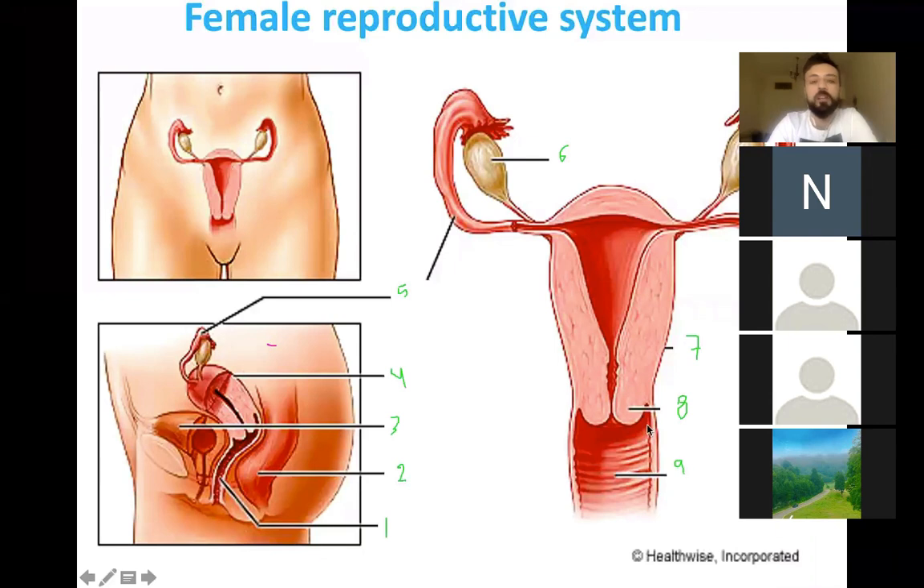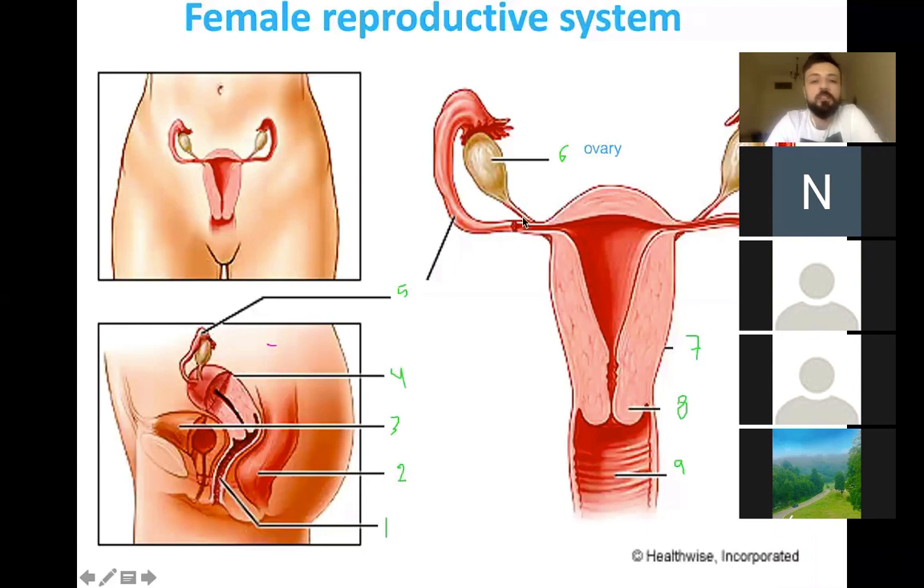Okay, so here we have different sides. Female reproductive system picture or figure taken from different sides. So one picture is side view, one picture is front view, and one detailed picture from the inside of the body. Sir, I'm telling you, 6 is ovary.